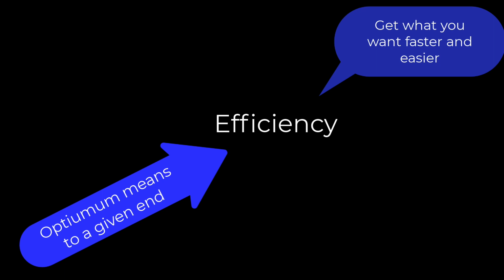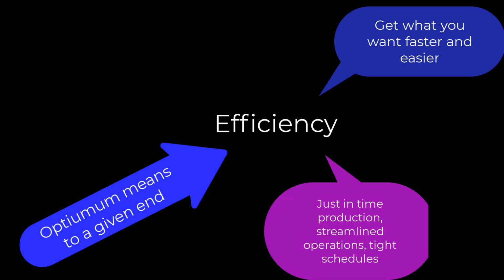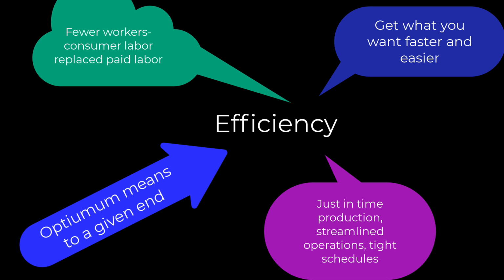The problem is we don't often know what the most efficient way to do something is, so we rely on what we've done before. We also have to ask the question of efficient for whom, because often what serves the needs of some players in the game isn't really serving the needs of others. There's some consequences to this. We tend to do things like just-in-time production, streamline operations, or stick to pretty tight schedules. But as a result, we often have fewer workers, and consumers are asked to replace workers doing unpaid work.